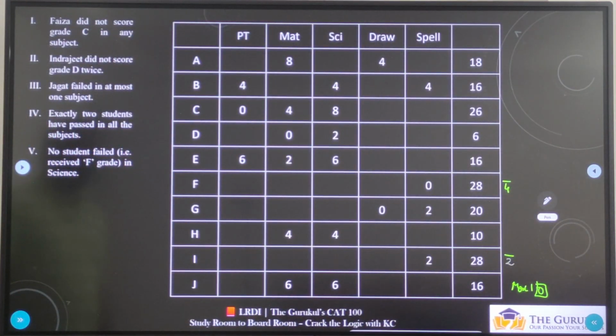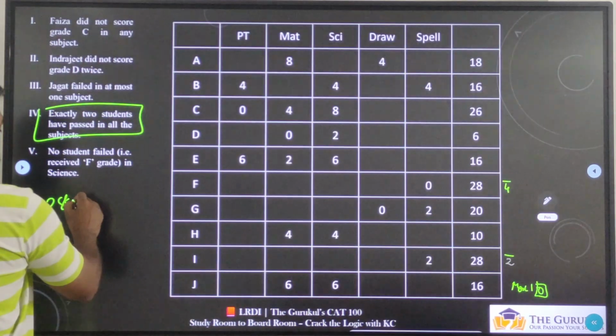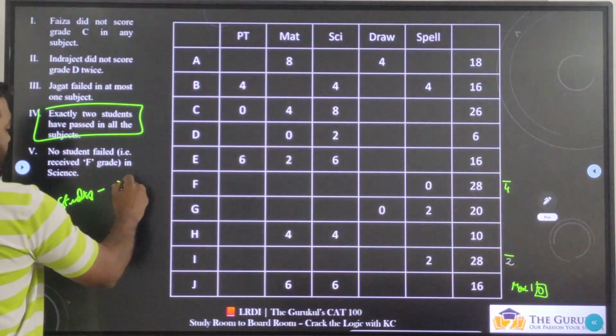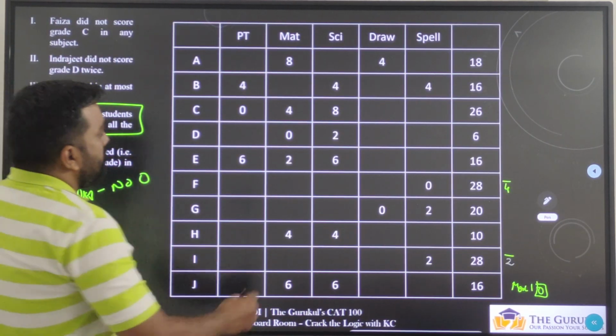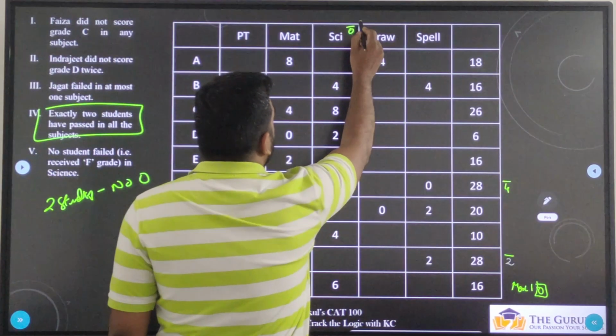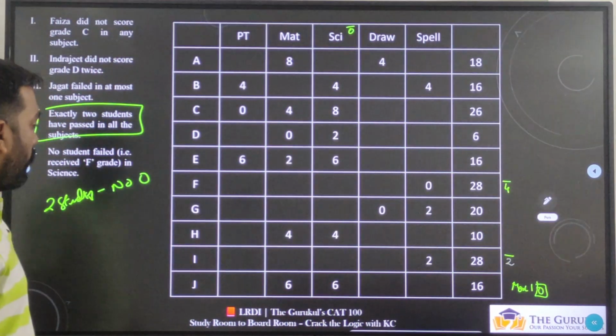Okay. Exactly 2 students passed all the exams. So 2 students, no, 0. Very good. No student failed in science. So science, we should not get 0 marks for any person. Perfect. Now tell me where to start and how to start.